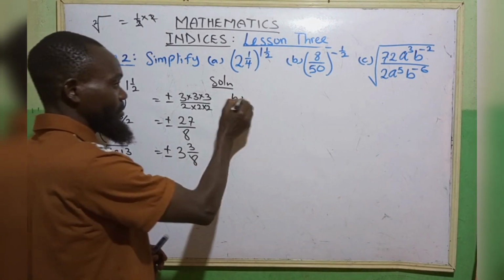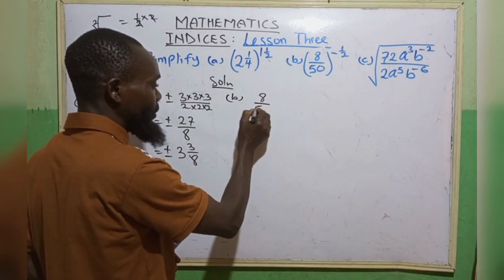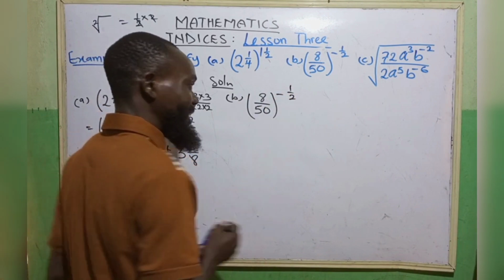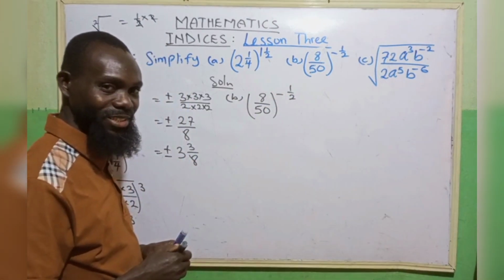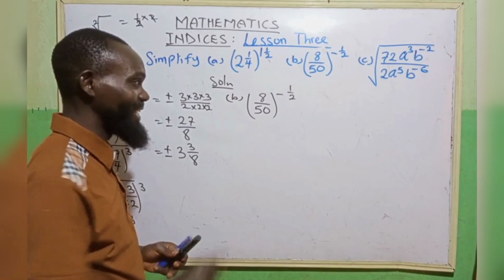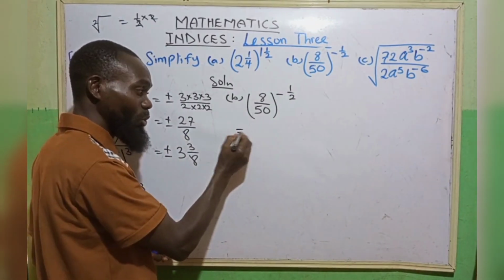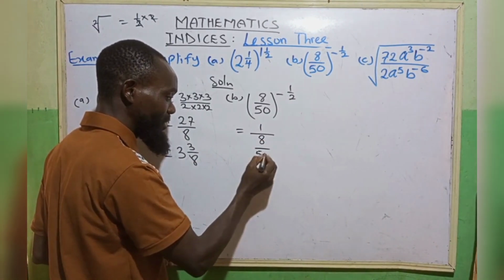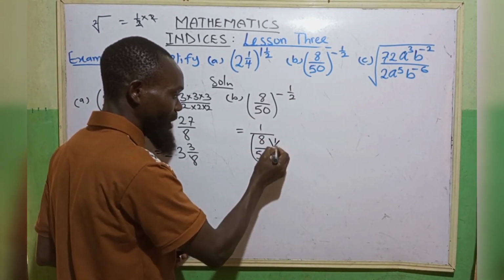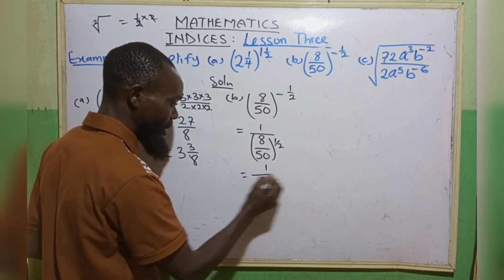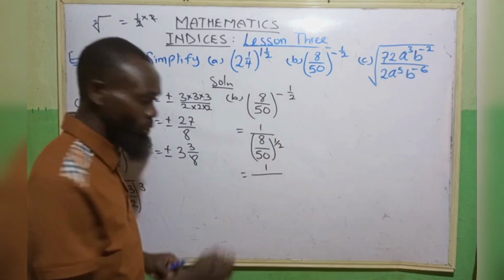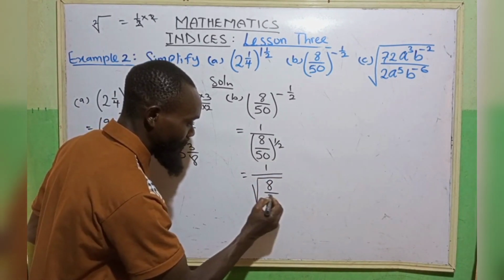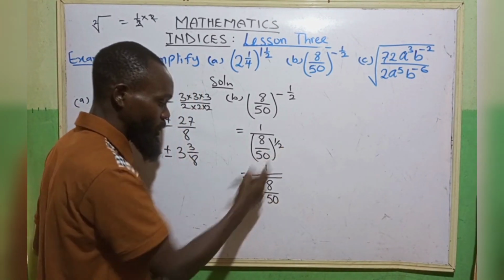Question B. 8 divided by 50 raised to power minus 1 over 2. The first thing to deal with is what? Yes, you get it right. Minus. So the minus will change to 1 over 8 over 50 raised to power 1 over 2. So we have 1 over, so 1 over 2 becomes square root of 8 over 50. So you don't need to put your 2 here.